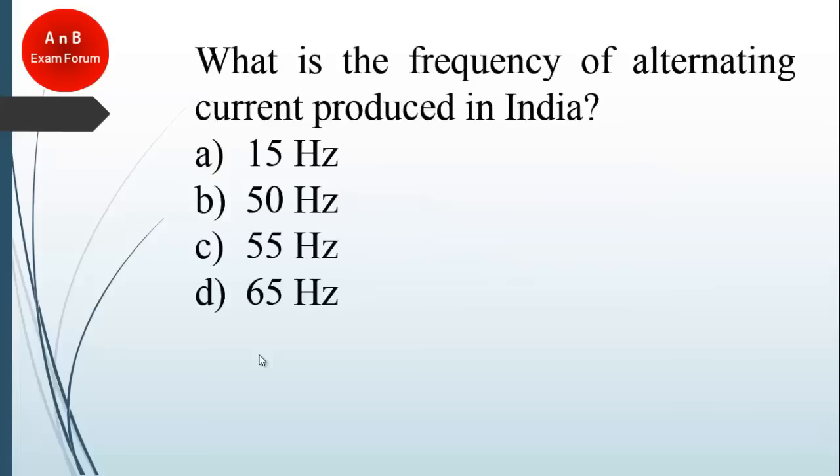Yeah, this is a very interesting one. What is the frequency of alternating current produced in India? These are the four options: 15 hertz, 50 hertz, 55 hertz, 65 hertz. Yes, student? Yes, you are right. The correct answer is option B, 50 hertz. But can you tell me why 50 hertz is chosen as the frequency of alternating current? Yes, anybody?